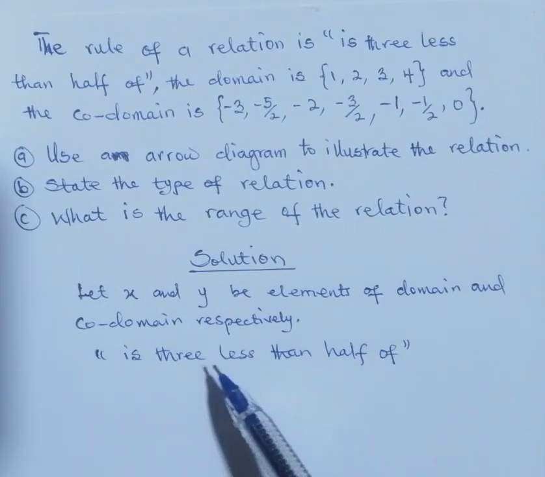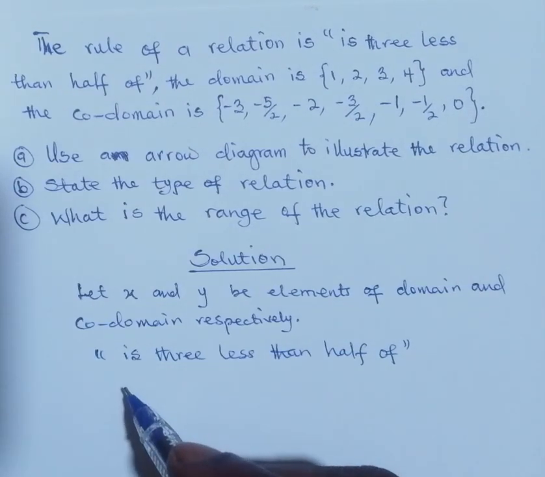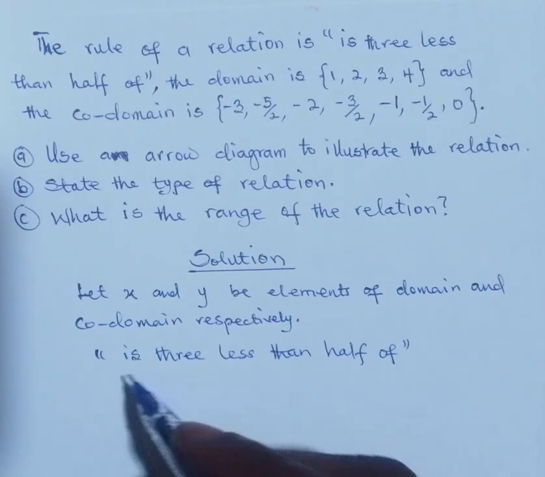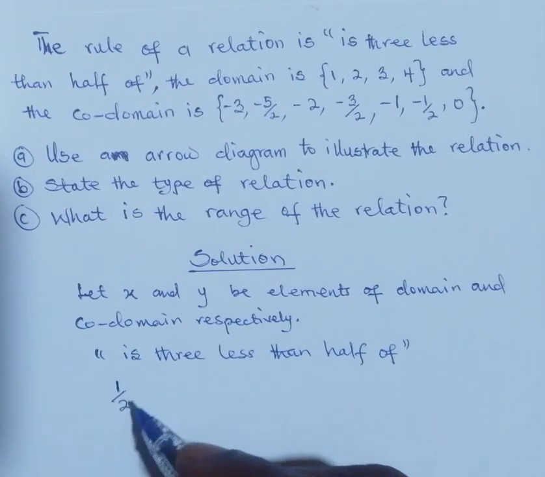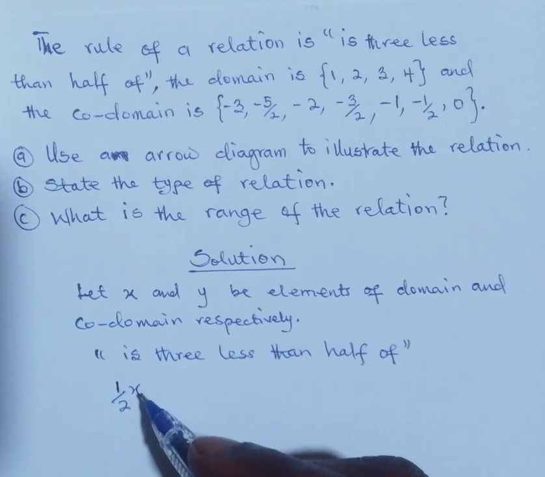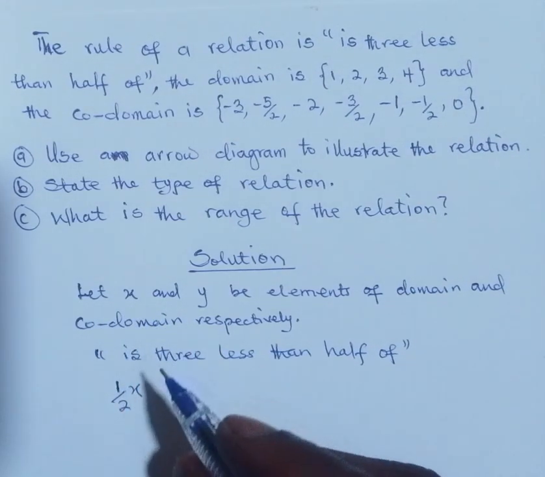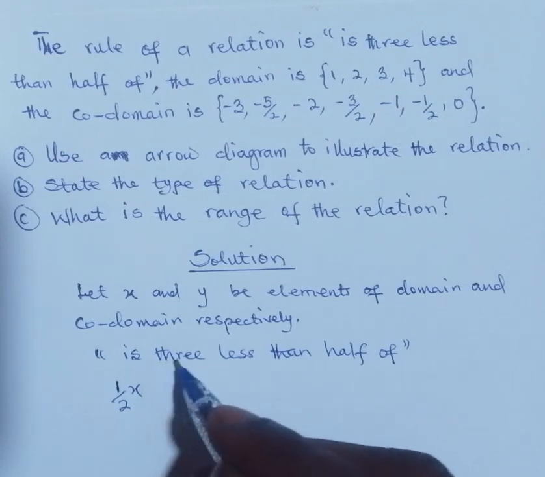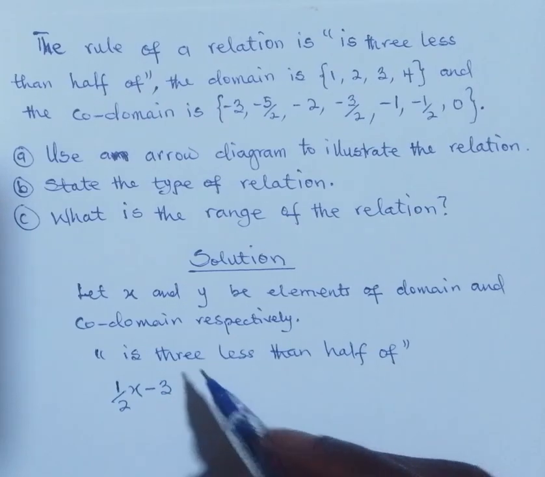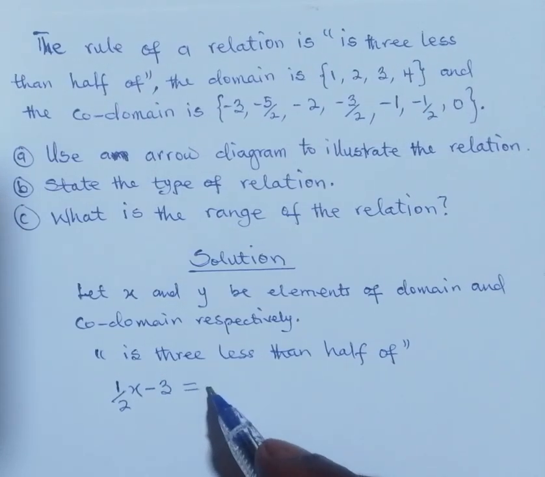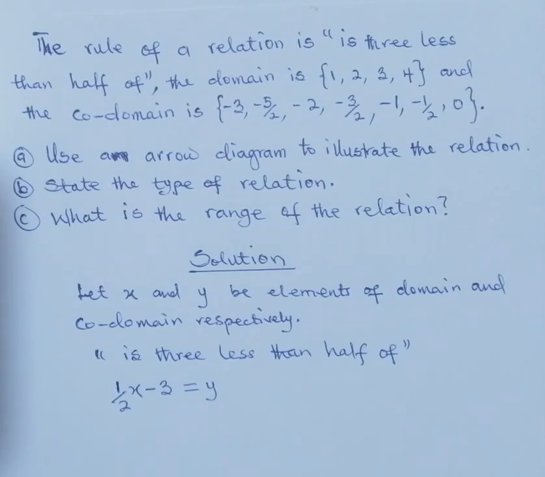So if I'm saying 3 less than half of x, then I'm going to get half of x, half of the domain, where we are using x to represent an element. And then we are saying 3 less than, so we subtract 3 from this, which gives us the output, which is y. So this is our rule.